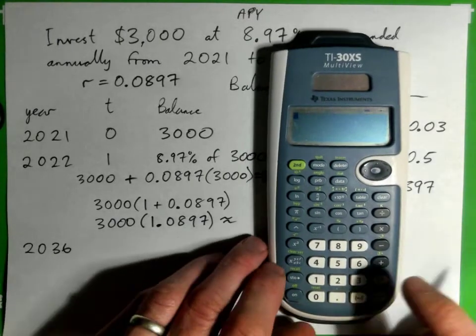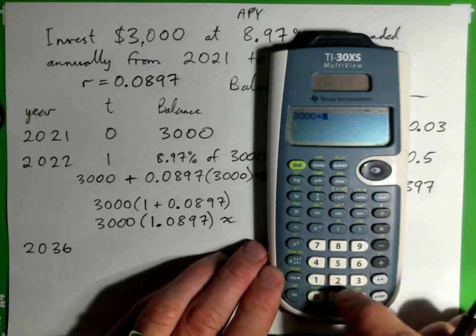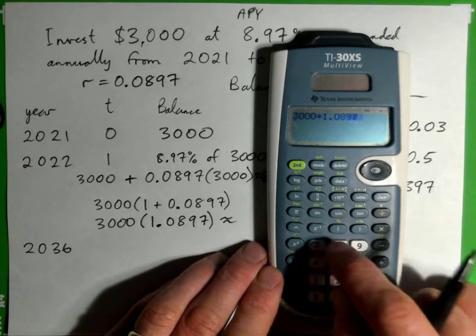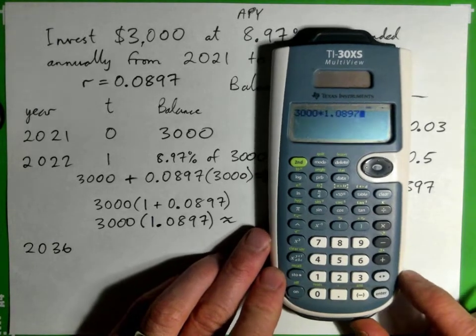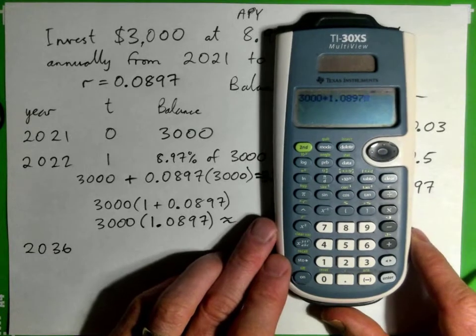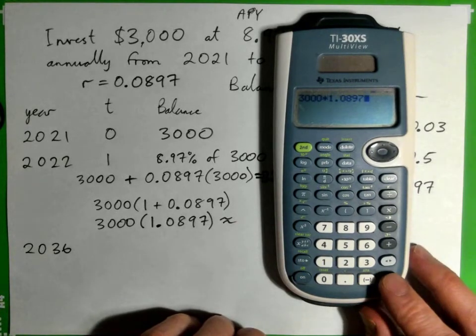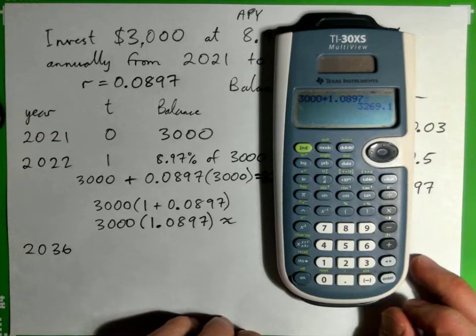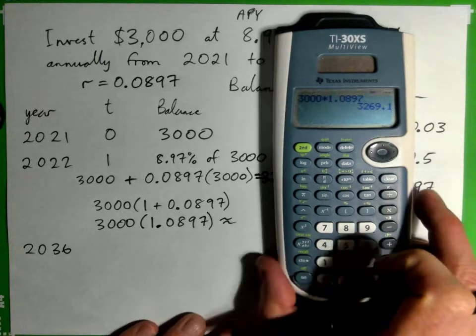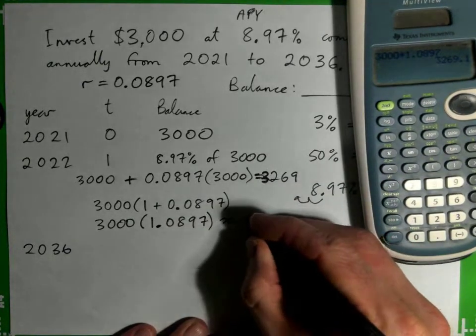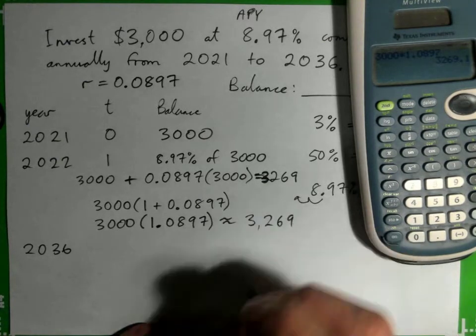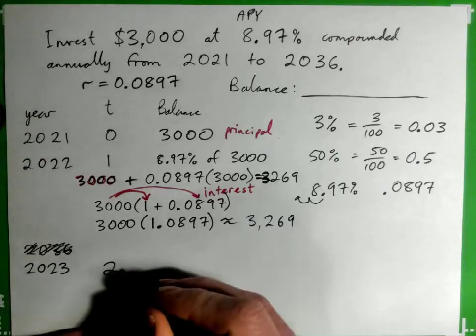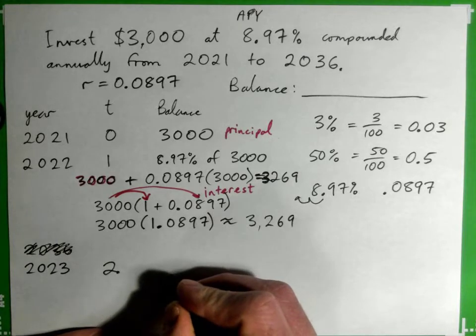Plug that in the calculator, everybody, and then just round it to the nearest decimal. 3,000 times 1.0897. So rounded to the nearest dollar, it's $3,269, right? Yeah, that sounds right.